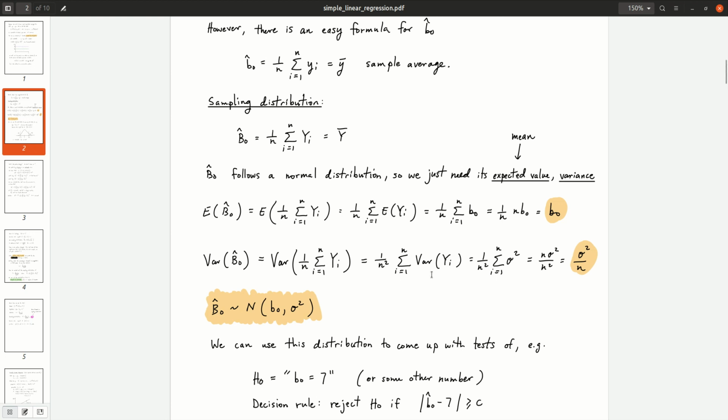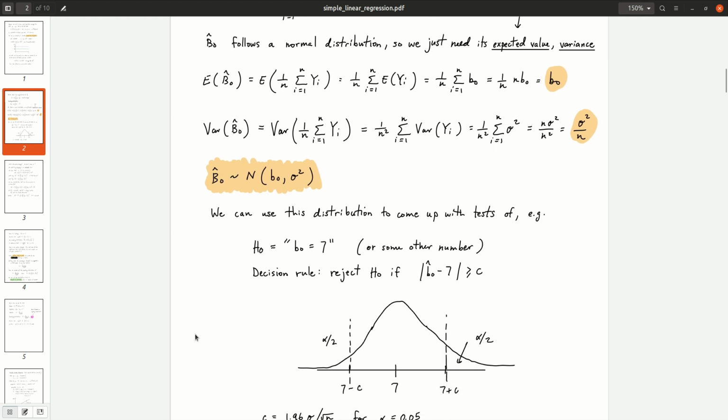This becomes the sum of the variances of yi. And these are all normal distribution, mean b0, variance sigma squared. So each one has variance sigma squared. So it's 1 over n squared times sum of sigma squared, which means we're adding up sigma squared n times. And this is n sigma squared divided by n squared, and you get sigma squared over n. Okay. So that means b0 hat is normal, mean b0, and I have a typo here that I'll fix in just a second. This should be sigma squared divided by n.